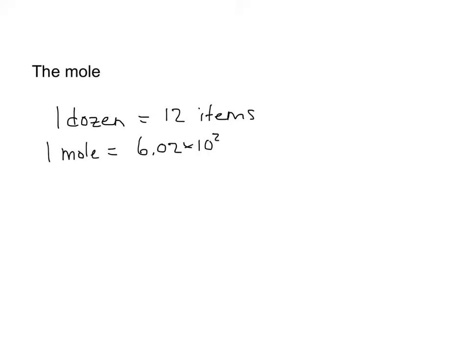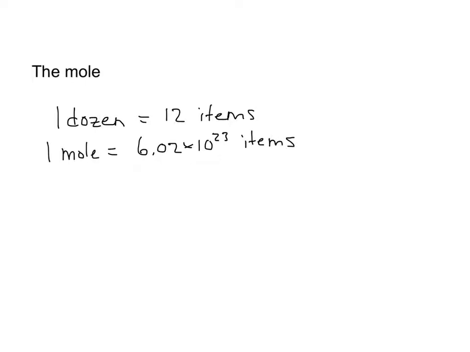So this is going to be a review video for the mole. Now, as a reminder, a mole is just another way of counting things. Just like 1 dozen equals 12 items, 1 mole equals 6.02 times 10 to the 23rd items.